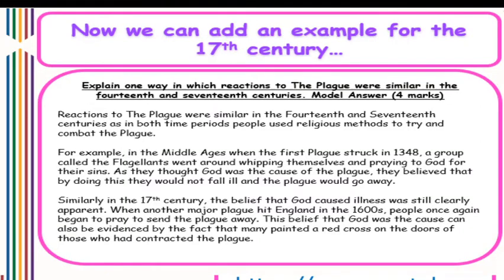If I got asked, say, a difference on this one, kind of difference in reactions to the plague, okay, I would open it up by saying people used religious methods in the 14th century, and I would choose something else like astrological causes or miasma in the 17th century. Okay, so you can do it that way, and then obviously give the two different examples if you get asked about a difference.